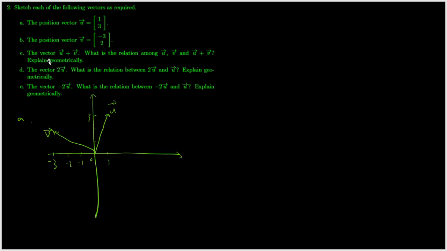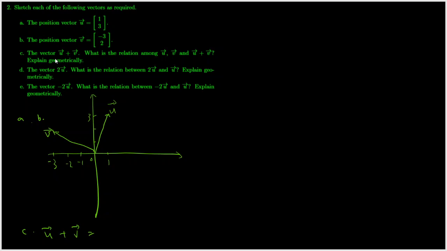Now in question C, we also want to sketch the vector u plus v. But before that, we need to add the two vectors. Okay. So we're done with A and B. Now we move on to C. Before we do question C, we have to compute the sum of the two vectors. So u plus v. All of you guys can do that.